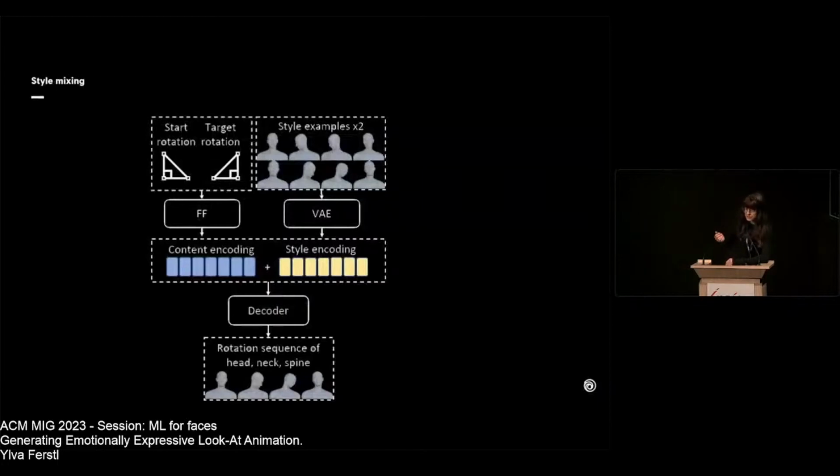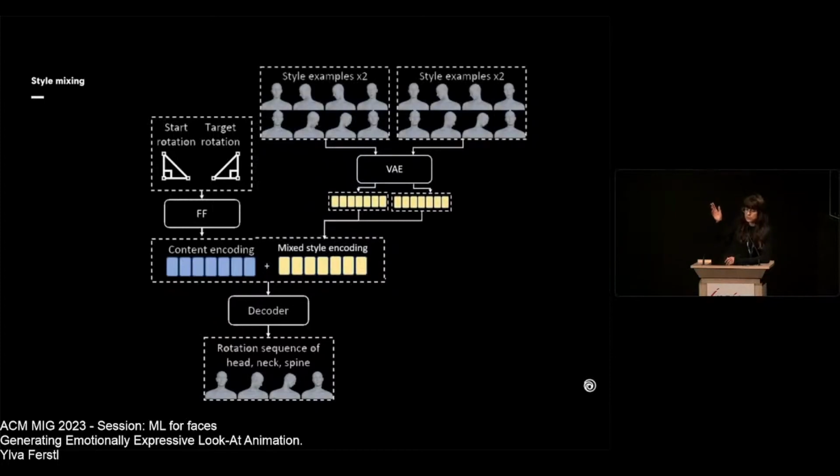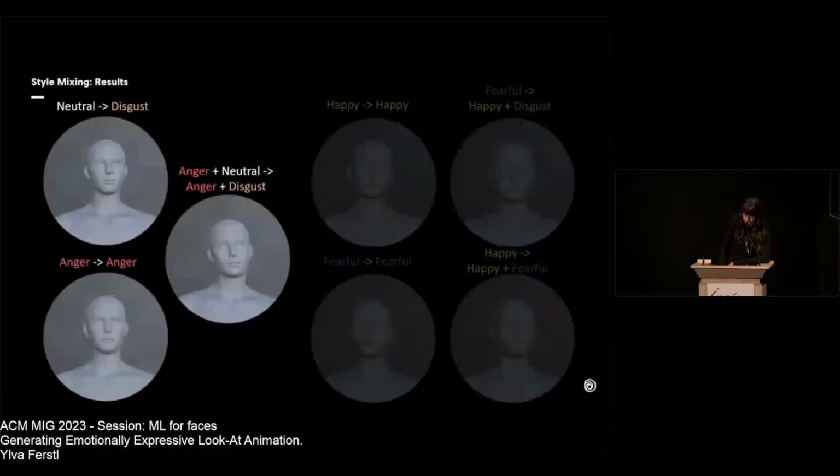And now to mix styles, we can look at our architecture again. So this was our architecture. Now to mix styles, we basically just encode multiple examples. Let's say 2 examples. We encode each of these examples with our VAE. For each of these, we get a style encoding. We blend these encodings, and then this blended, mixed encoding is concatenated and fed to the decoder. And now we can look at some results.